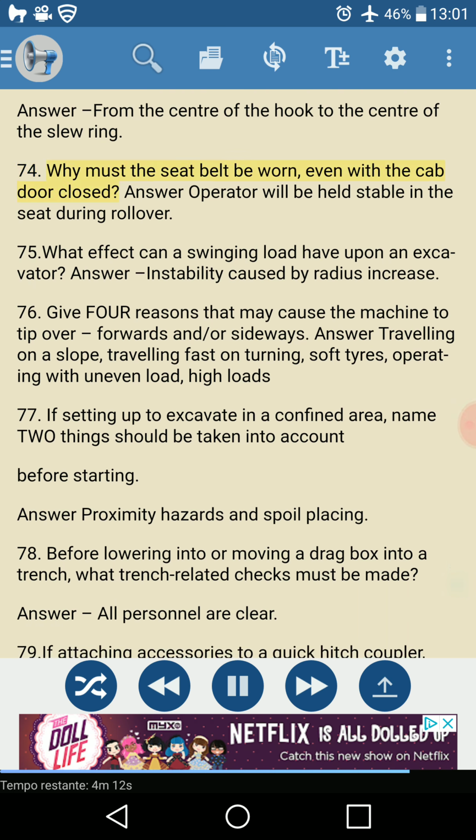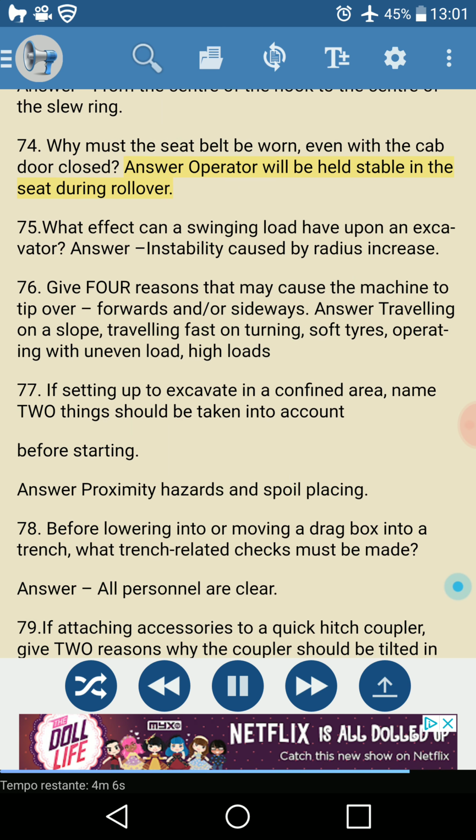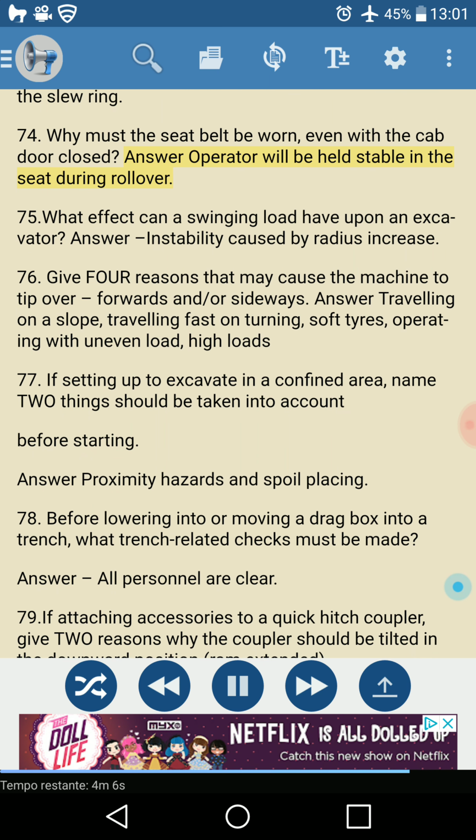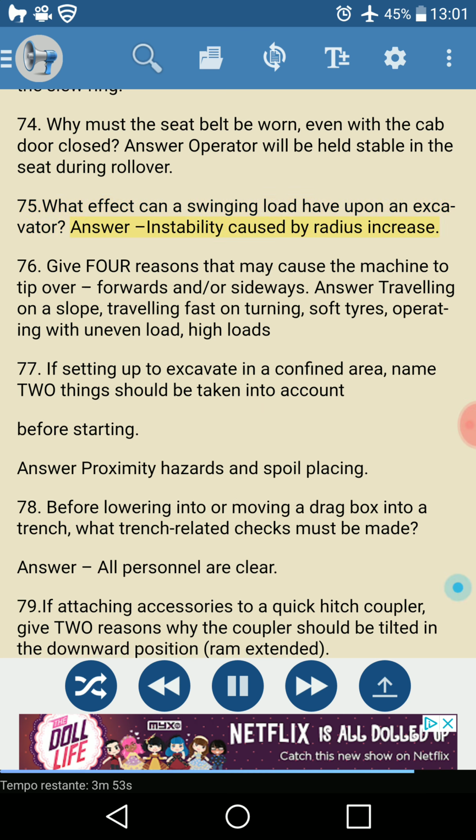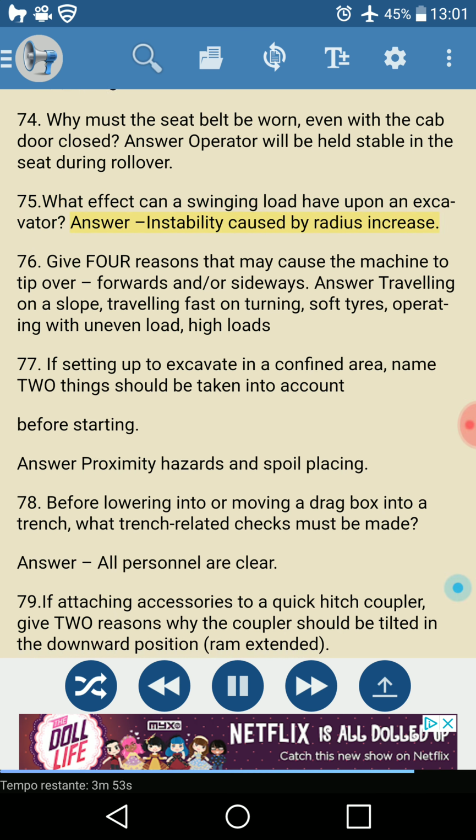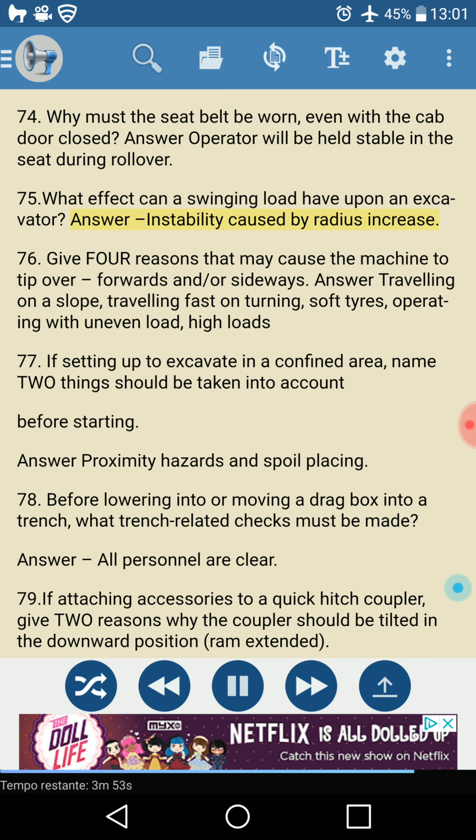74. Why must the seatbelt be worn, even with the cab door closed? Answer. Operator will be held stable in the seat during rollover. 75. What effect can a swinging load have upon an excavator? Answer. Instability caused by radius increase.